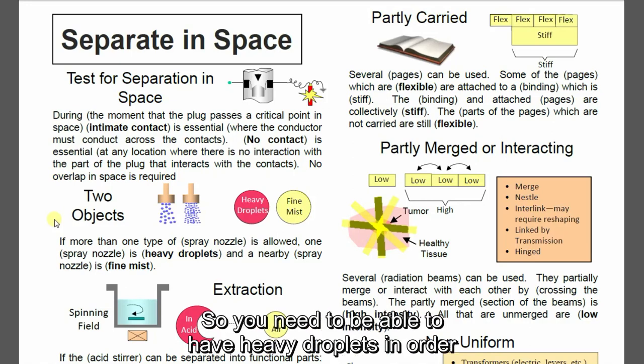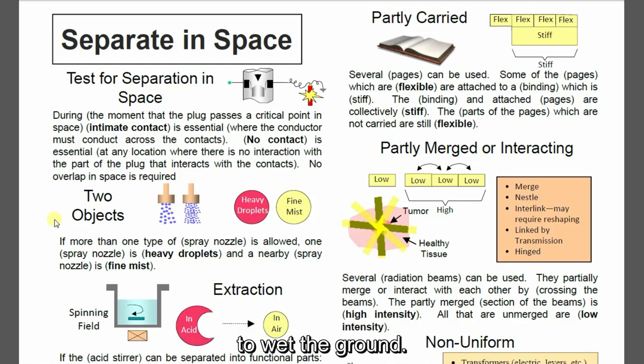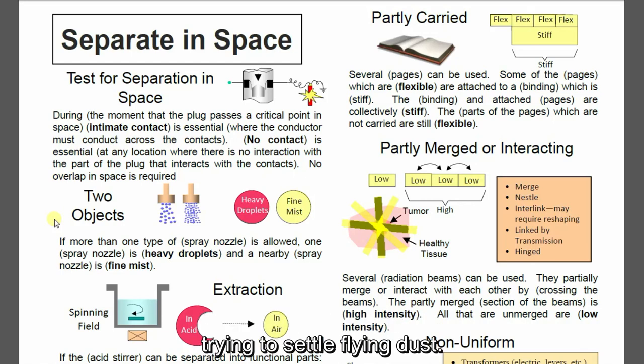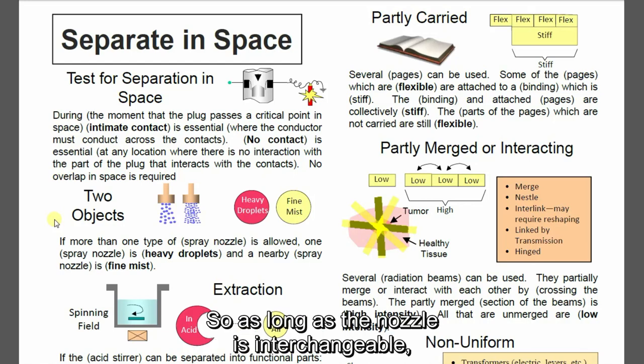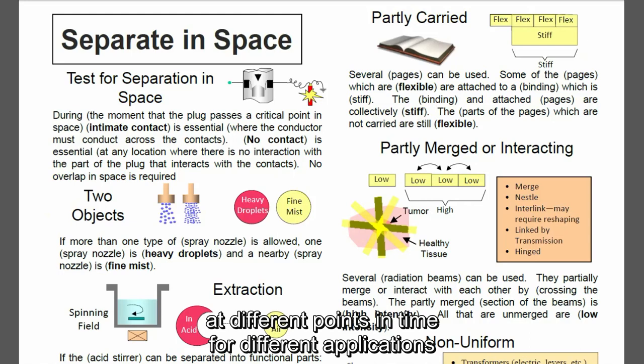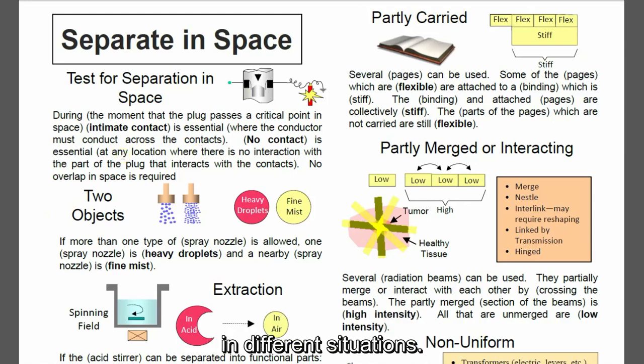So you need to be able to have heavy droplets in order to wet the ground. You need to be able to have a fine mist when you're trying to settle flying dust. So as long as the nozzle is interchangeable, then you can achieve either of these goals at different points in time for different applications in different situations.